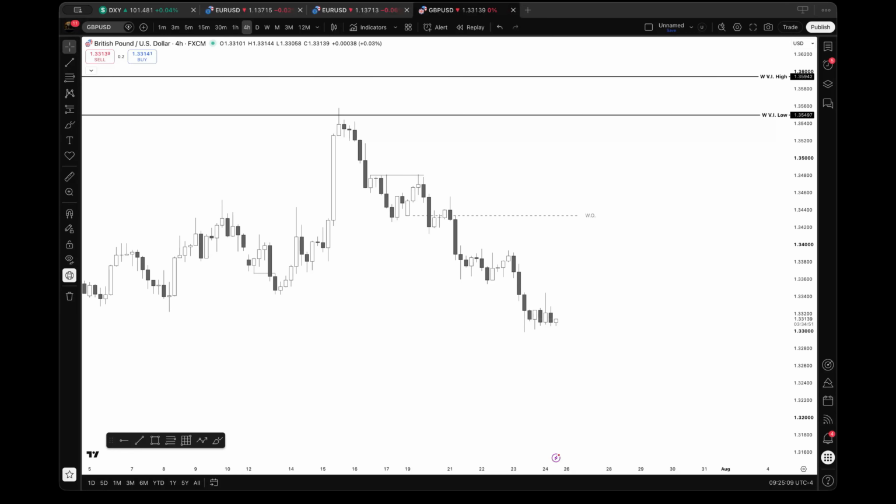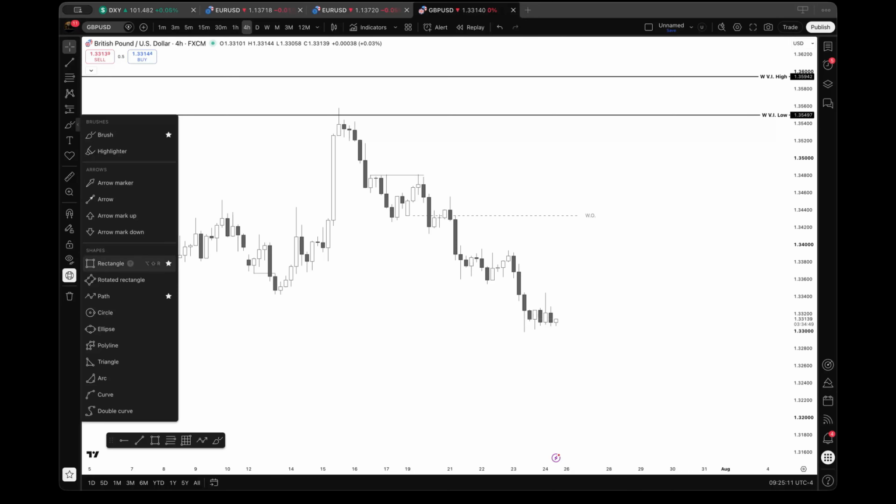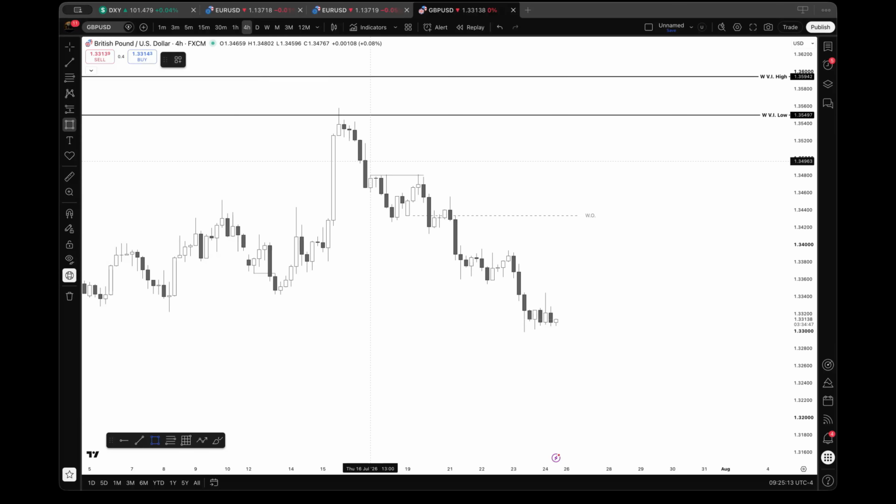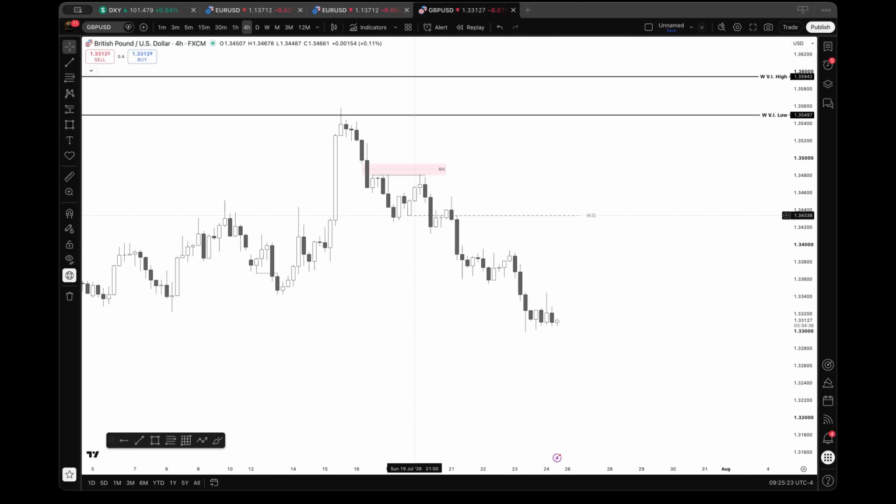Now let's go into some examples on the charts. So here we have the pound against the dollar. Here we have a fair value gap on the 4 hour. What happens here? Price opens up on the week. We see price push higher above these equal highs here, tapping into the fair value gap.